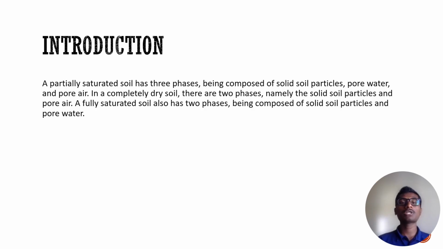Introduction. A partially saturated soil has 3 phases, being composed of solid soil particles, pore water and pore air. In completely dry soil there are 2 phases, namely the solid soil particles and pore air. Fully saturated soil has 2 phases, being composed of solid soil particles and pore water. Soil generally contains soil grains, water and air, known as the three phases, and solids are proportional to the 3 phases.